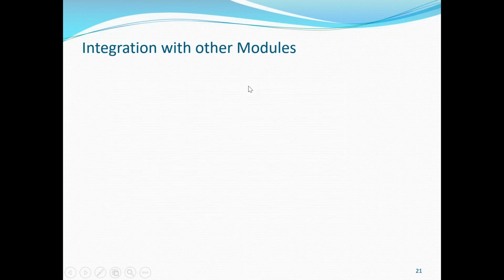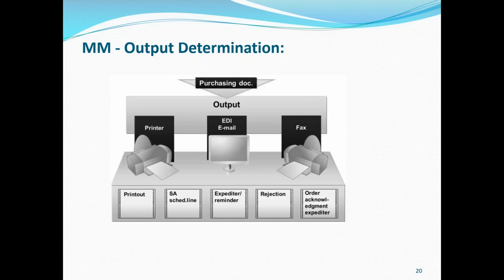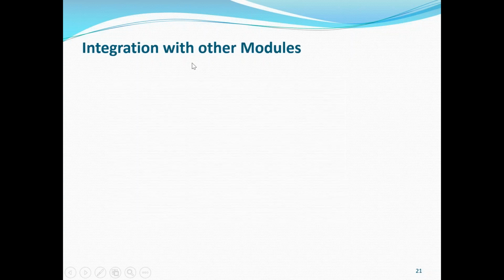Whenever we are creating the purchasing document, how do we want the system to share this information? The system should take the printout, or it should be shared with the supplier through EDI or email. That we will be discussing under output determination.